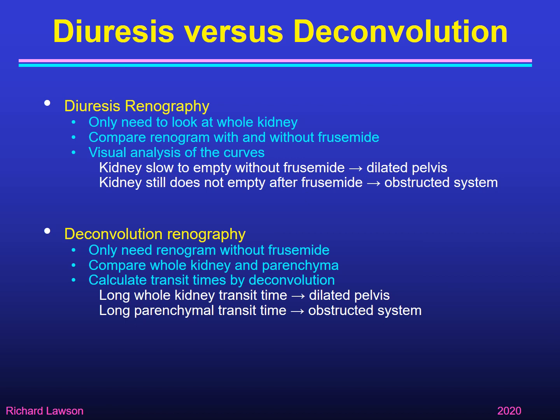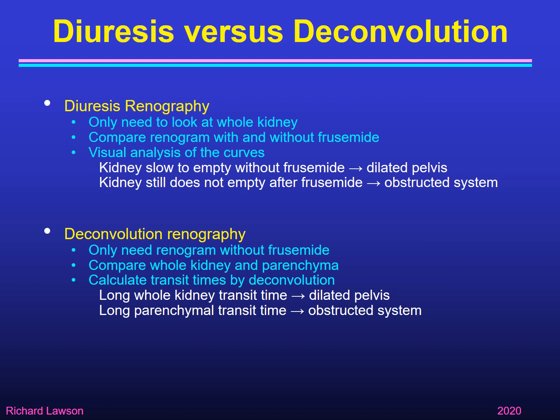On the other hand, deconvolution renography only needs a renogram without administration of frusemide, but you do need to compare the whole kidney and the parenchyma, so you need that additional region of interest over the parenchyma alone. And you can calculate the transit times by the mathematical technique of deconvolution, which I've explained in detail in another talk in this series. And if you find you've got a long whole kidney transit time, that tells you you've got a dilated pelvis, but it doesn't tell you whether it's high pressure or low pressure. However, if the parenchymal transit time is also long, that tells you you've got an obstructed system, which implies it's a high pressure.